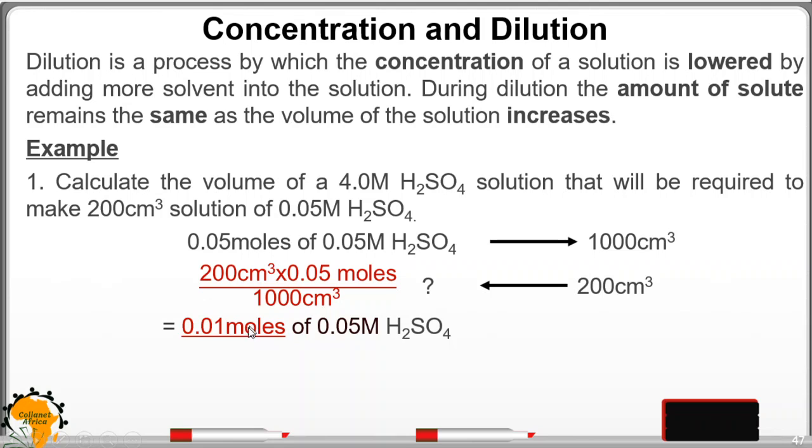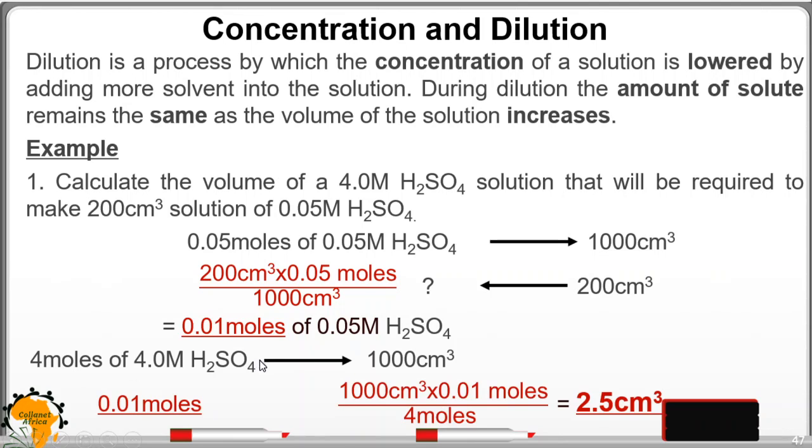Now this is the number of moles that we are going to transfer to the first part where we are being asked about the volume, so that we know how much of this we need, the volume. So how do you do it? The interpretation of this is 4 moles in 1,000. So what about in 0.1 moles? So you put the moles on one side, then you do a cross multiplication, and you get your answer to be 2.5 centimeters cubed.